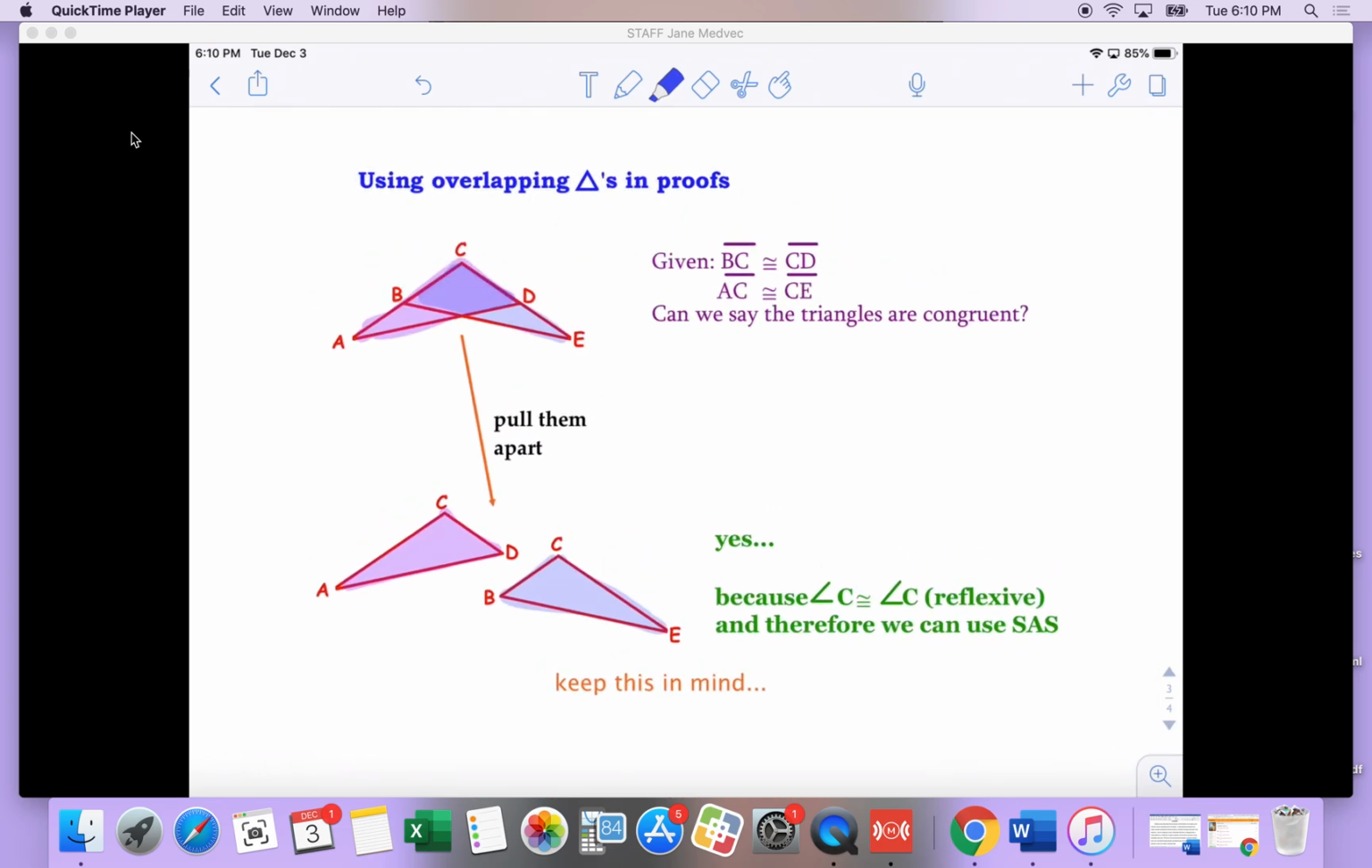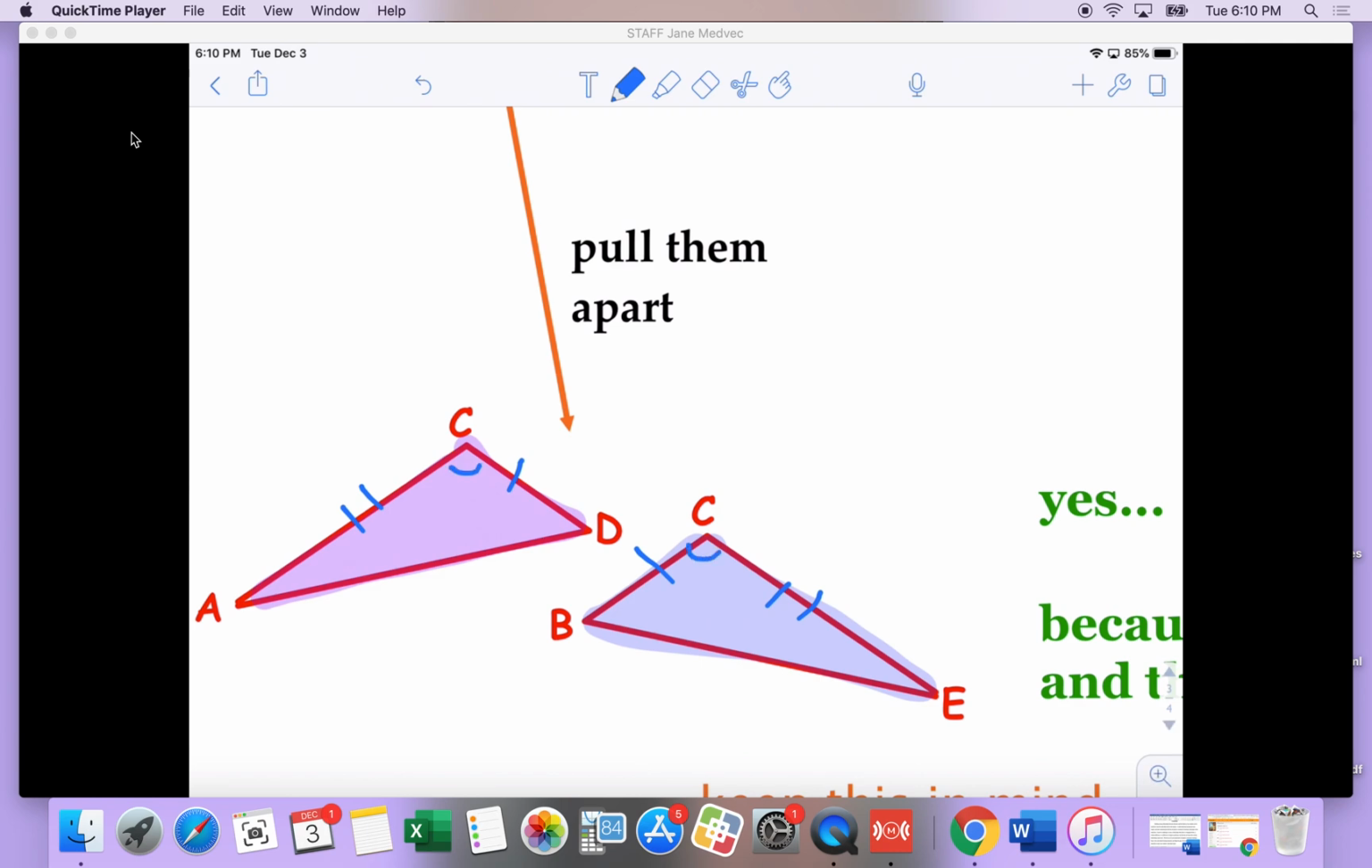They give you that BC is congruent to CD. So those are congruent. And then AC is congruent to CE. And I can pull those apart. And then one thing that you can tell, and it's right here, angle C is congruent to angle C. It is reflexive. Notice that when we pulled it apart, this is one thing that they shared in common. So when I take it apart, those angle C's are still congruent to each other, and I can say reflexive.